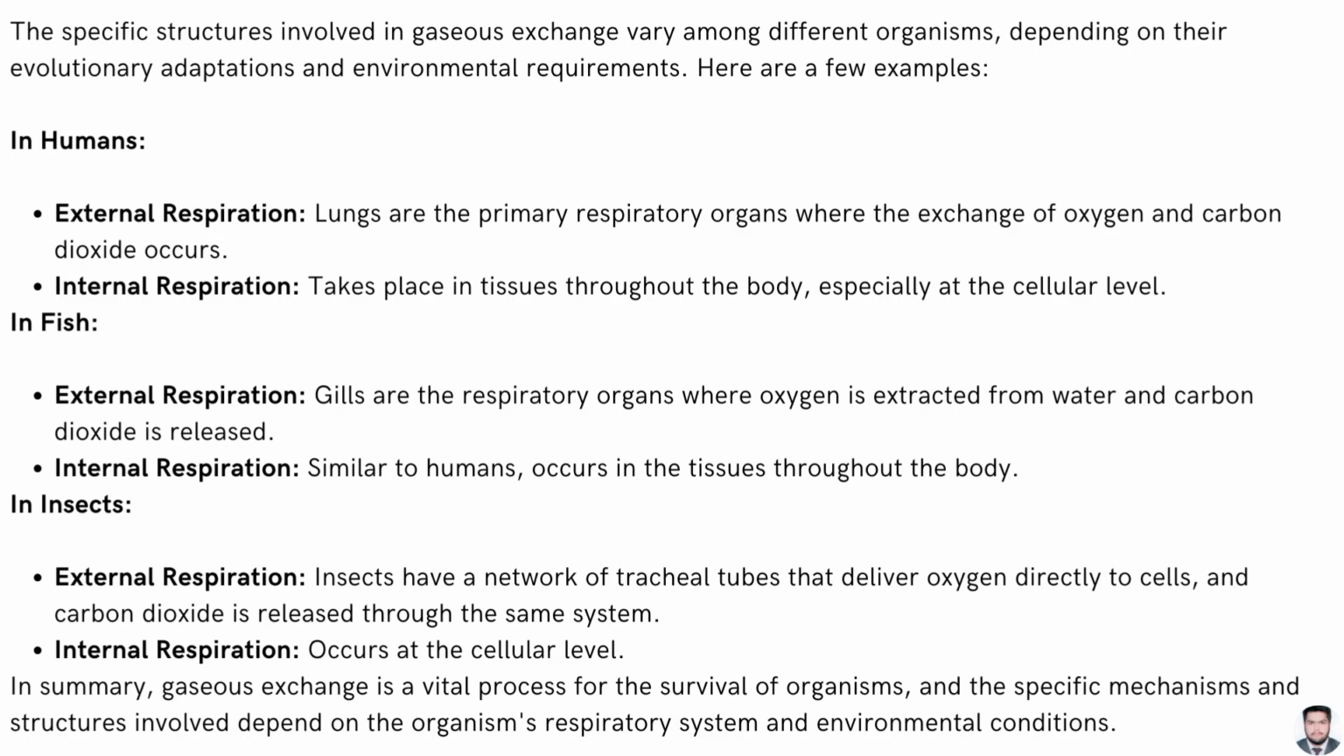In fish, external respiration: gills are the respiratory organs where oxygen is extracted from the water and carbon dioxide is released. Internal respiration, similar to humans, occurs in the tissues throughout the body. Insects, external respiration: insects have a network of tracheal tubes that deliver oxygen directly to cells, and carbon dioxide is released through the same system. Internal respiration occurs at the cellular level.